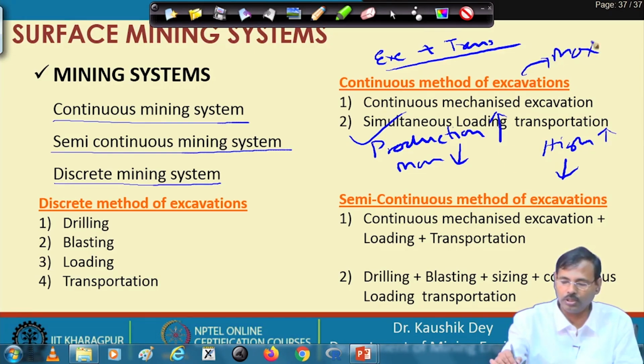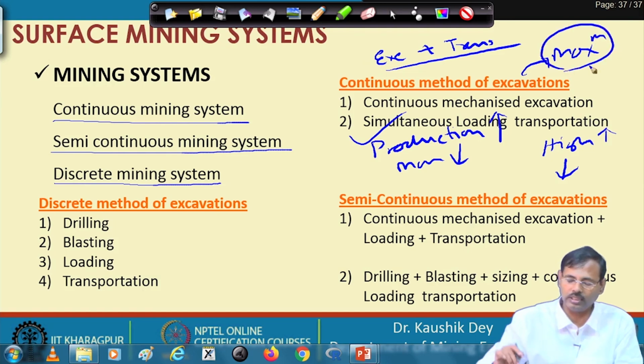Whatever deep mines you will find, they in general opt for the continuous mining system, so that the increased production rate will fetch them the low operating cost. So, that is the benefit to them, and they go for the continuous mining system.